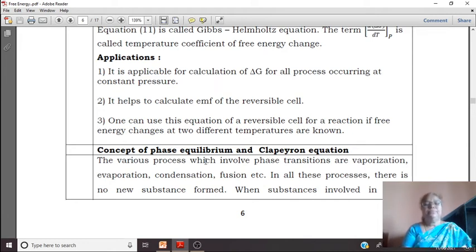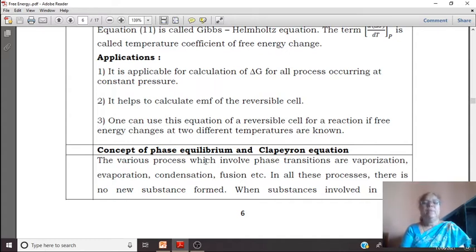Then here the scientist Clapeyron applied the second law of thermodynamics to the phase change, and all of you know the phase transformation or phase transition or phase equilibrium.